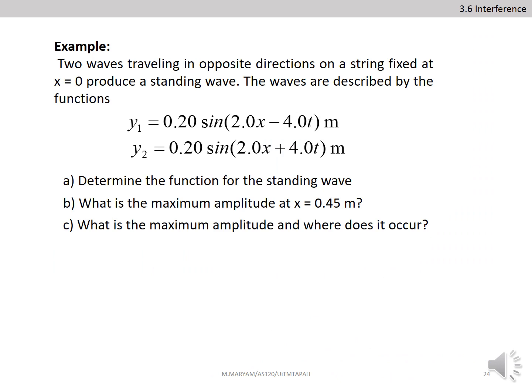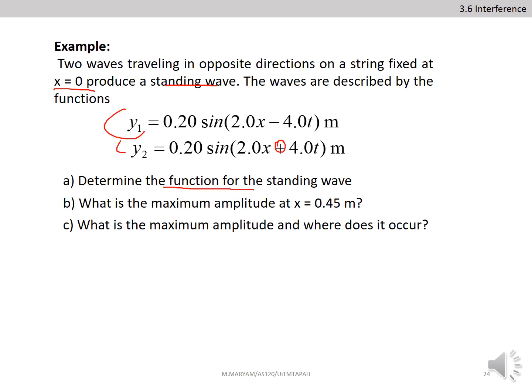Let's try an example. Two waves traveling in opposite directions on a string fixed at x equal to 0 produce a standing wave. Highlight the information given. Remember, the standing wave is described by the functions y1 and y2. There are two equations because this is a standing wave: 0.2 sin(2.0x minus 4.0t) meter, and this one the same but different in sign only, because it is in the opposite direction. So we have a negative and a positive.